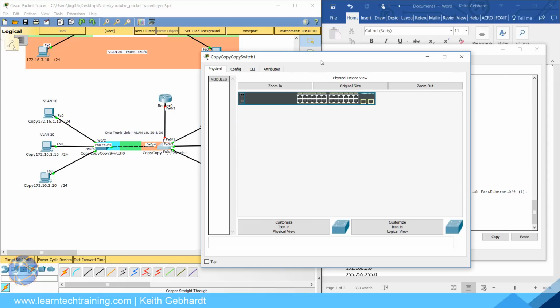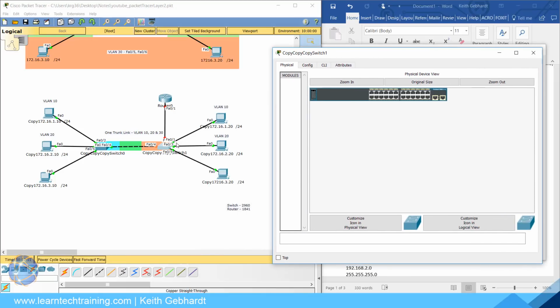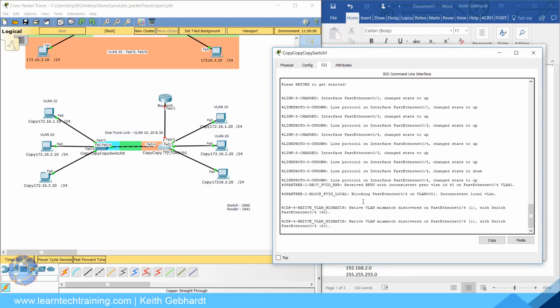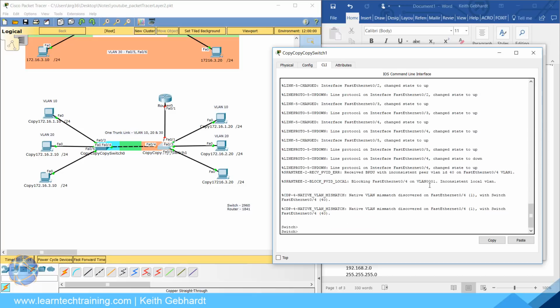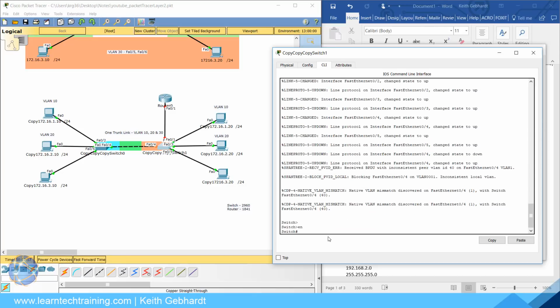Very similar thing, except it looks like I'm using FA01, 3, and 5. Okay, so let's go in here. Still, we're seeing this native VLAN mismatch. It's fine. We'll fix that here in a minute.